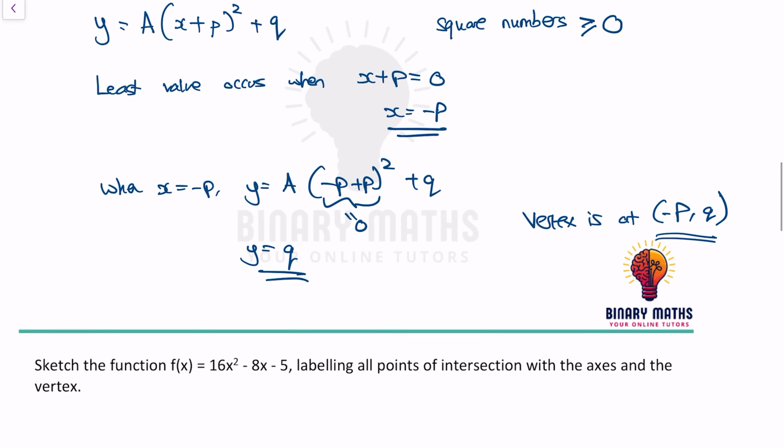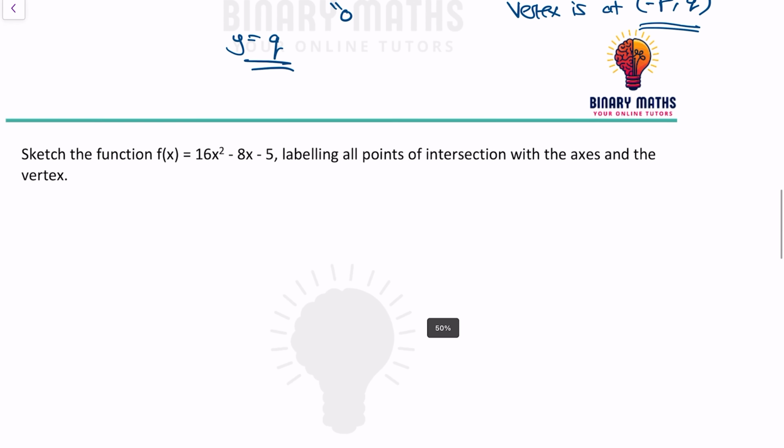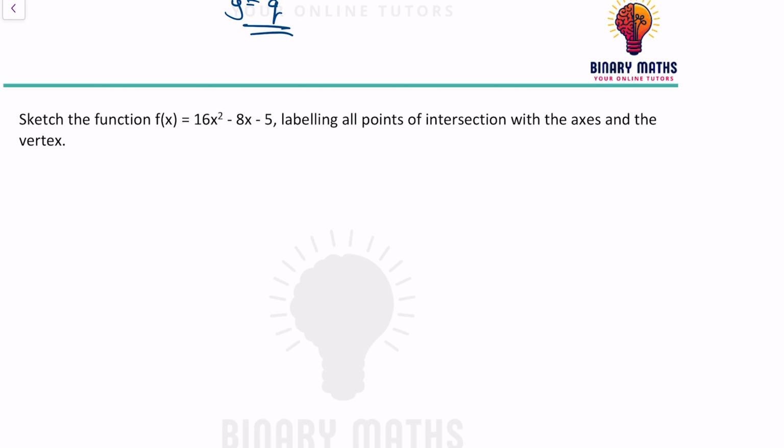Okay, let's go through an example of sketching with the vertex also labeled. As in the last video, a is equal to 16, b is equal to negative 8, and c is equal to negative 5. So, shape: a is greater than 0, so it's going to be a positive shape. Y-intercept is 0, minus 5.